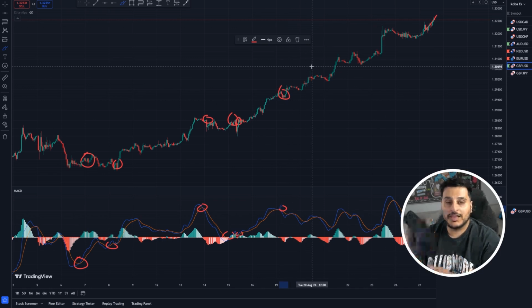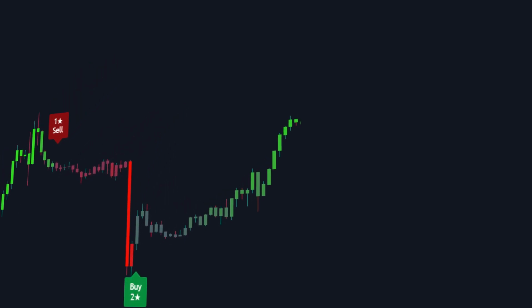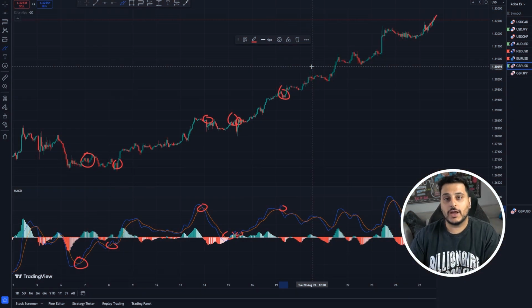So we have to understand exactly the strengths and weaknesses of the strategy that we are using in order to be profitable in the market. So if you're using a trend trading strategy, you want to make sure that you're only following the trend to make sure that your strategy has a chance to succeed and make you money.